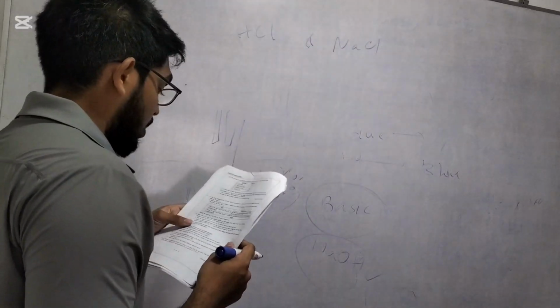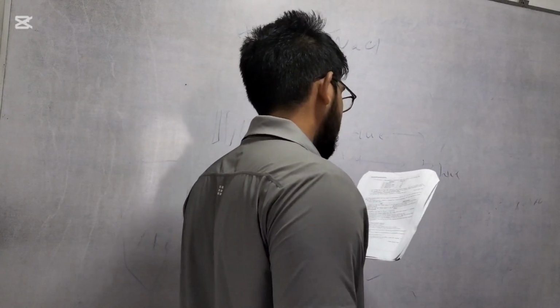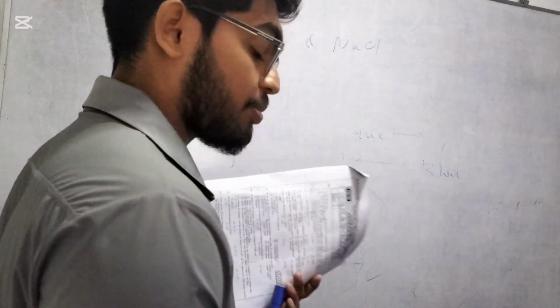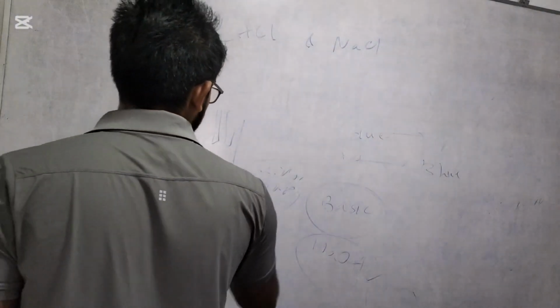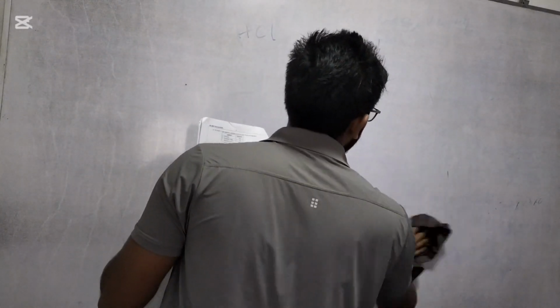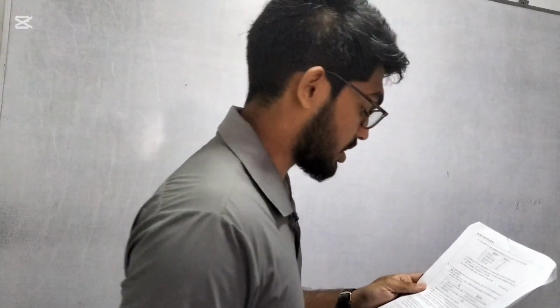Now they say that when 100 milliliters of each solution, sodium hydroxide and HCl stated above, were mixed in a thermally insulated vessel, the temperature of the mixture rose up to 5 degrees Celsius. What kind of reaction is this? This is a neutralization reaction.